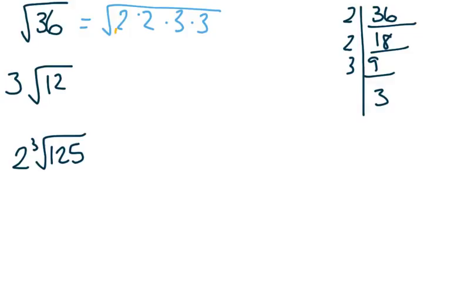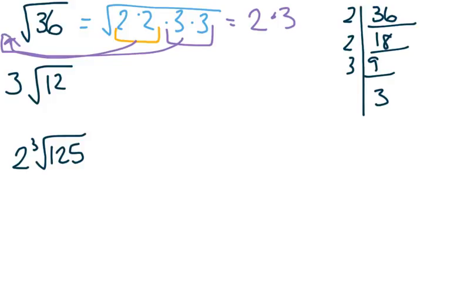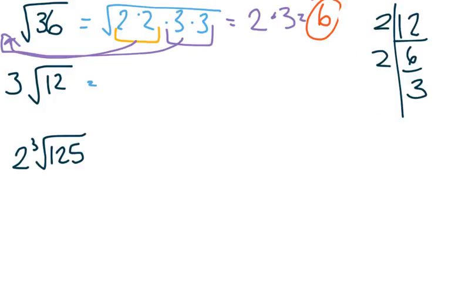3. And we have two squares in here that we can pull out. We have 2 squared times 3 squared. So the square root of 2 squared is the same as 2, and the square root of 3 squared is the same as 3. When we pull these out as the coefficients, we're going to multiply them together, and that gives us the square root of 36 equals 6.